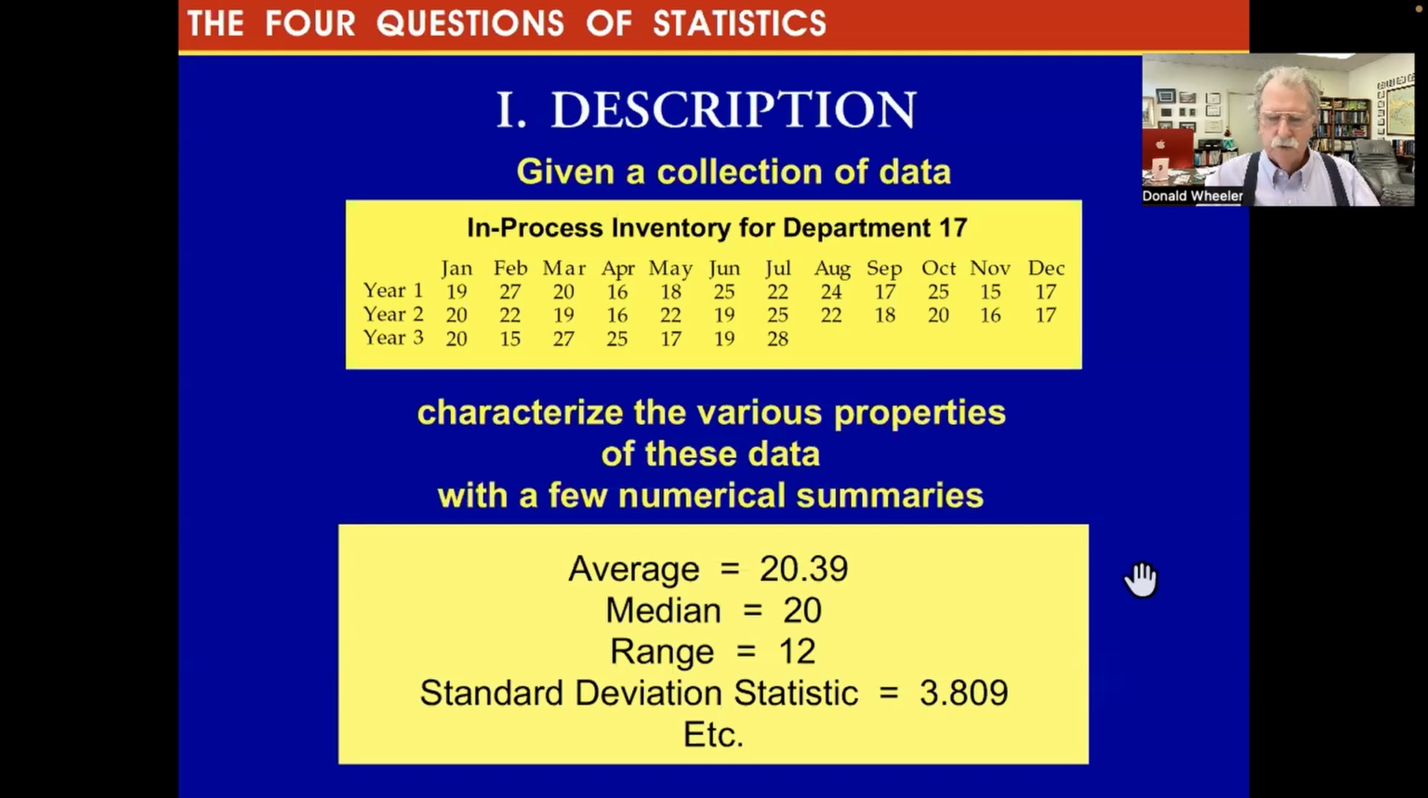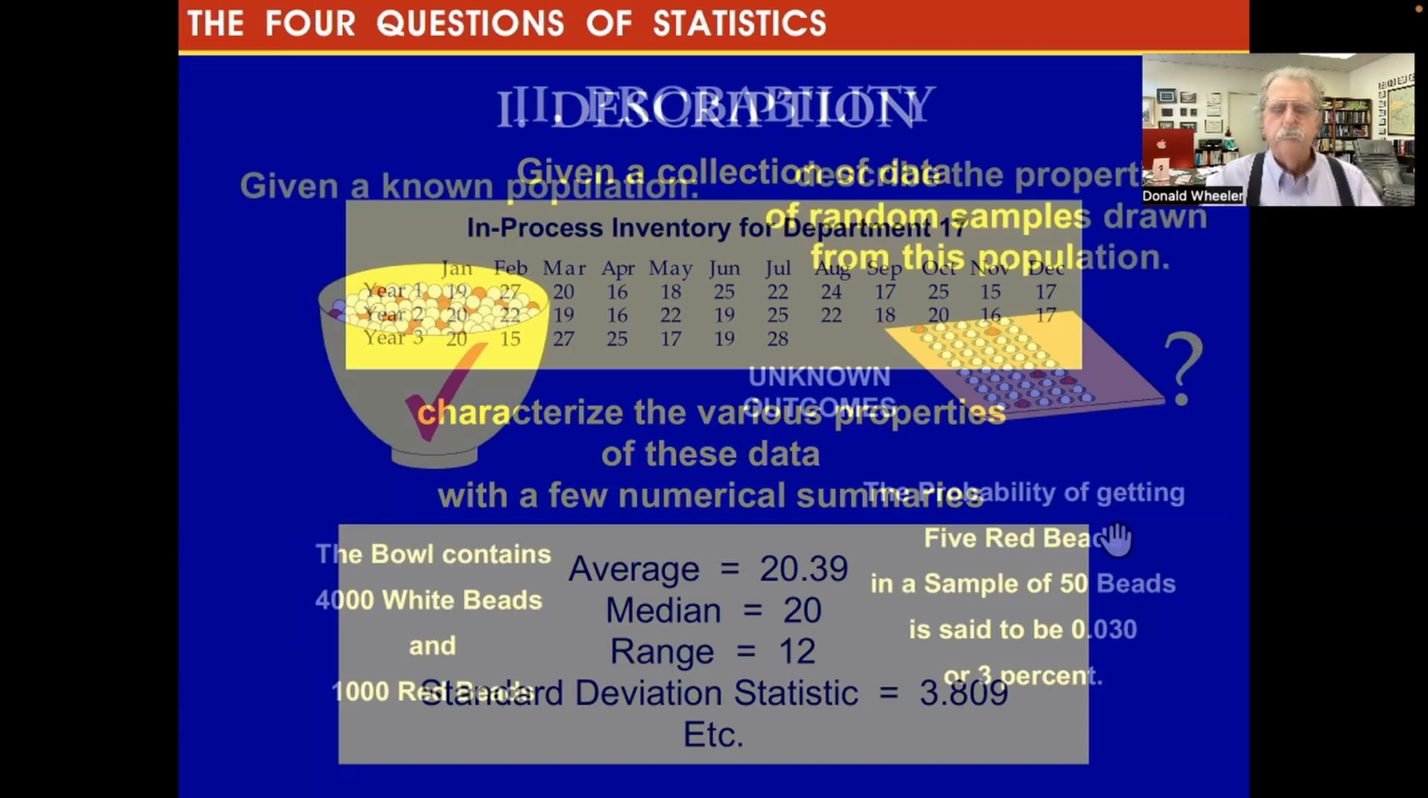I would now like to go over the 4 questions in statistics. You will find this material on page 72 and 73 in your SPC workbook. There are 4 questions in statistics. The first of these is description. Given a collection of data, we can characterize the various properties of the data using a few numerical summaries, things you're familiar with, like the average, the range, the standard deviation statistic, a proportion, and so on.